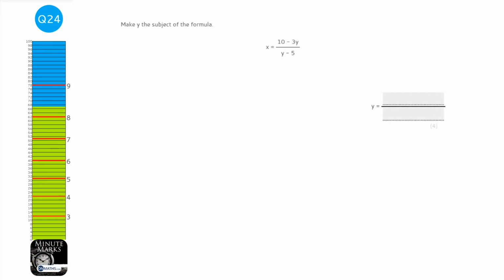Now there are 2 things you always want to try and get rid of when you're rearranging equations or formulas. The first thing is fractions. So this fraction here we want to get rid of, and we do that by timesing both sides by y minus 5. So I'm going to write out the equation again just to make it a bit bigger.